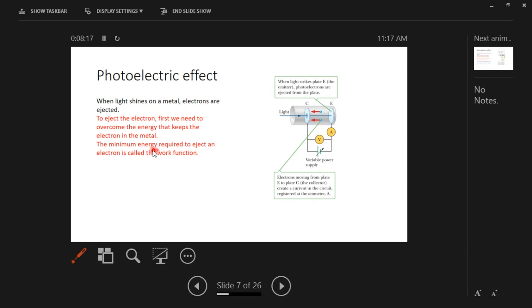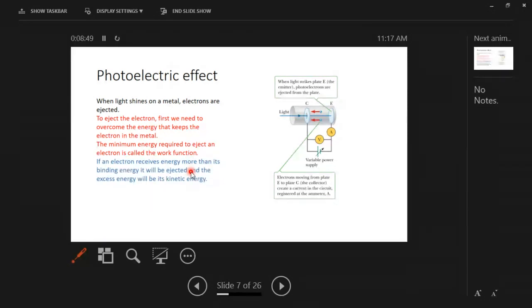Now that minimum energy for a certain metal is called the work function for that metal. So the work function for a metal is actually the minimum binding energy for the free electrons inside that metal. And that is the minimum amount of energy one needs in order to make sure that at least one electron is ejected from the surface.